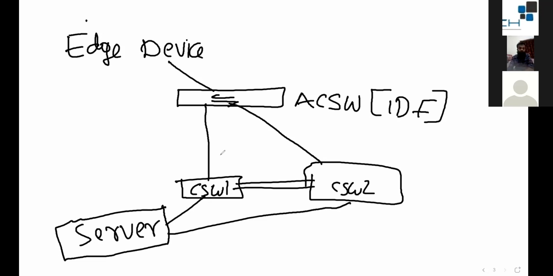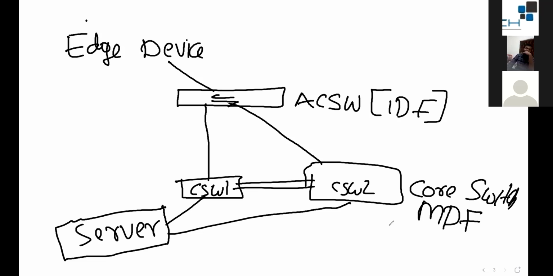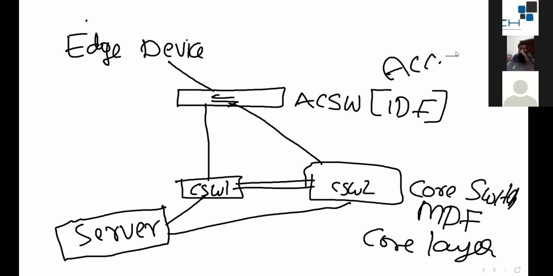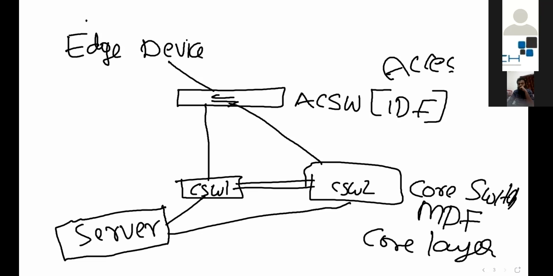So what you need to clearly understand is that your edge device is always connected to your access switch, and your server farm or servers will be connected to the core switch, or they can use an alternate solution. This is called the core switch, which is in the MDF, also called the core layer. And this is called the access layer. Today, it is enough to explain just the core switch and access switch, or core layer and access layer.